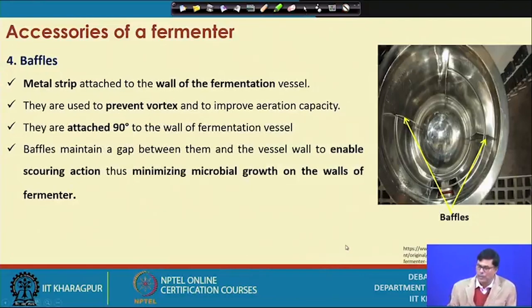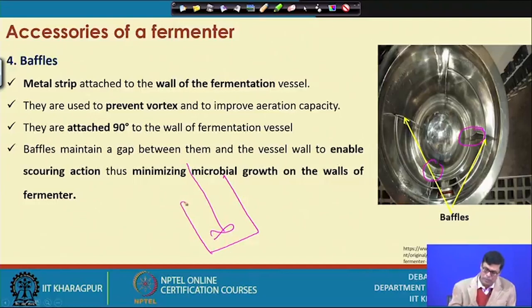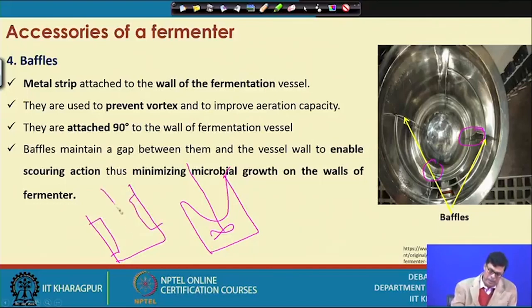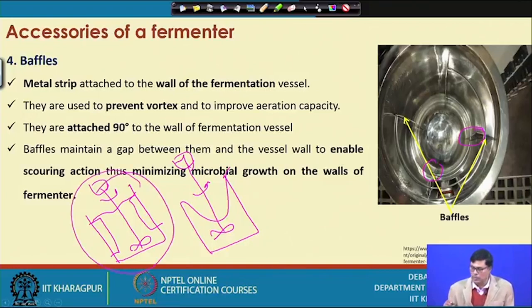Now the baffle. I told you, you can see this is the baffle. Am I right? This is the baffle. And why do we use the baffle? To stop the vortex. I mentioned to you that suppose you do the agitation, if you don't use the baffle, it will be like this. Now, if in the reactor you have baffles like this and you have an agitator, then your level is like this. So there should not be any kind of vortex formation, and this is desirable. So this is the purpose why you use the baffle.